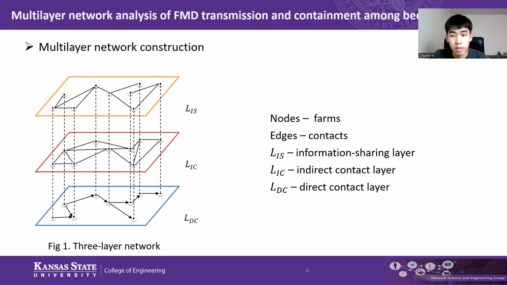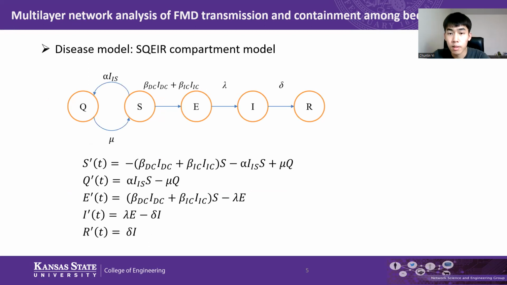The information sharing layer is used by the participating farms to inform their neighbors of their infection states. In this work, we used an SQEIR disease model. The SQEIR model categorizes the hosts as susceptible, quarantined, exposed, infectious, and removed.